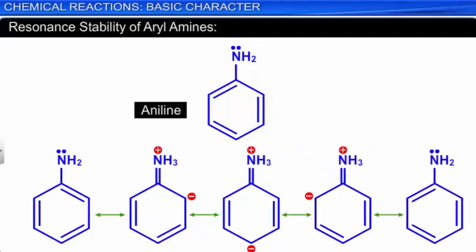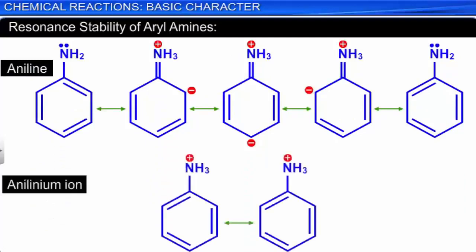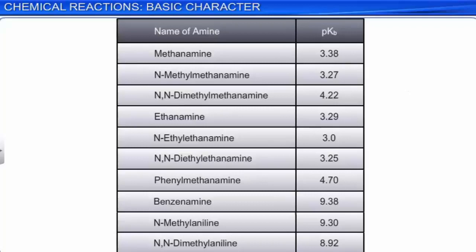On the other hand, the protonated aniline or anilinium ion obtained by accepting a proton can have fewer resonance structures than aniline. You know that greater the number of resonance structures, greater is the stability. Thus, aniline is more stable than the anilinium ion. Hence, the proton acceptability or basic nature of aniline or other aromatic amines would be less than ammonia.